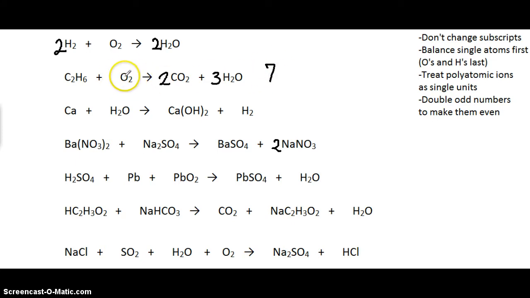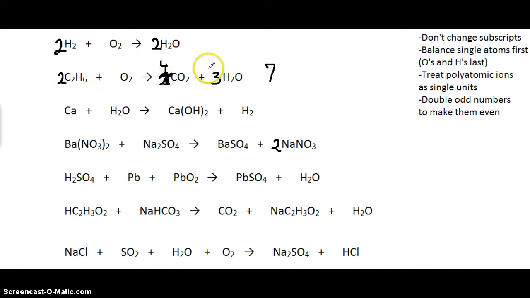You can't get 7 oxygens because you can't do 3.5. It needs to be whole numbers. So what I'm referencing here is if you double the odd numbers and make them even, by that I mean double everything I've done so far. And so this goes from 1 to a 2, which means this, instead of a 2, is now a 4 because I have 4 carbons.